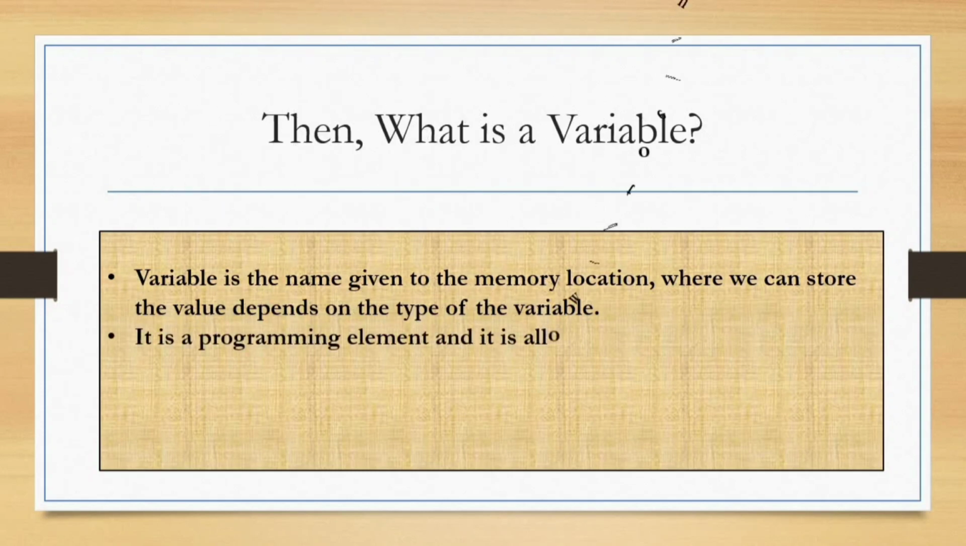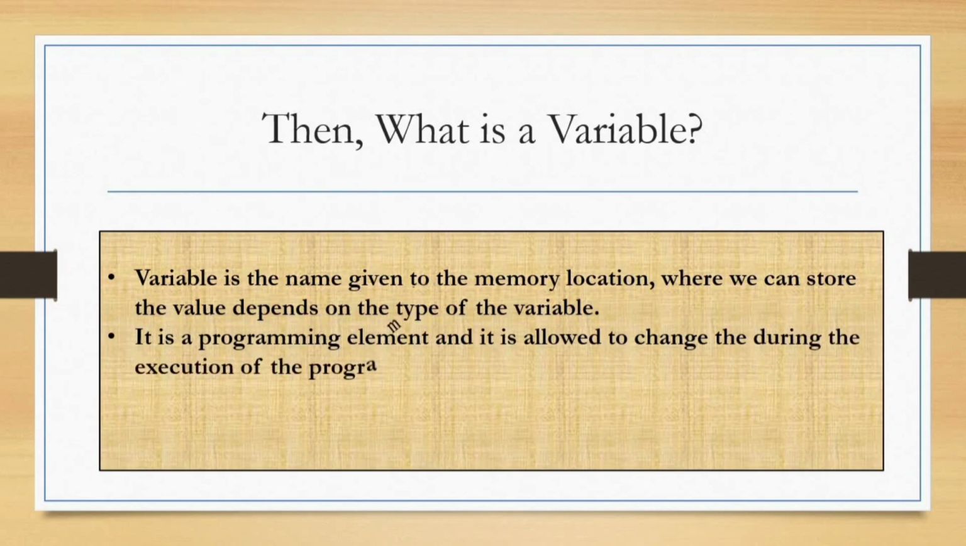So variable is a programming element, and it is allowed to change during the execution of the program. What example can we take? Int num is equal to 12 and num is equal to 15. So the value of num is changed from 12 to 15.